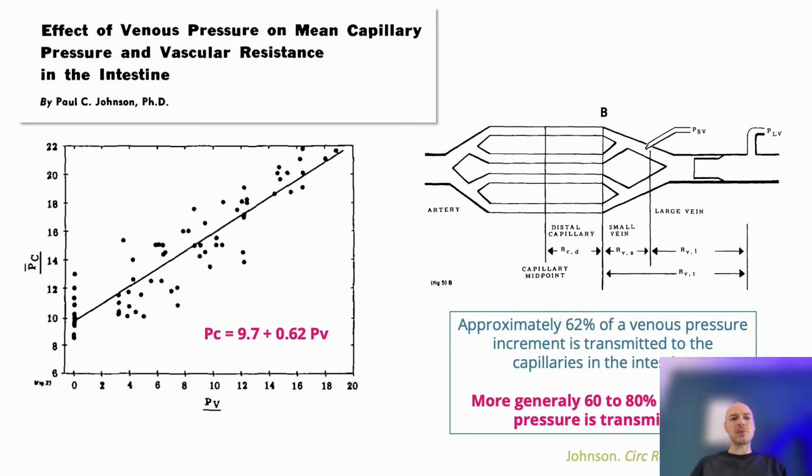In this experimental study in dogs, Paul Johnson demonstrated that approximately 62% of the venous pressure increment is transmitted backward to the capillary in the intestine. So if we gather all the data available in the literature, and depending on the tissue considered, 60 to 80% of the venous pressure is transmitted back to the capillary pressure.